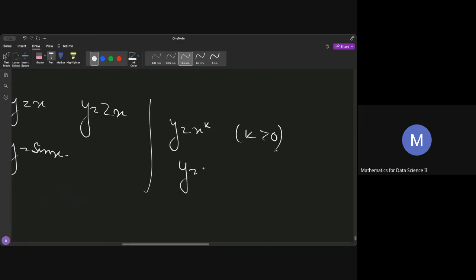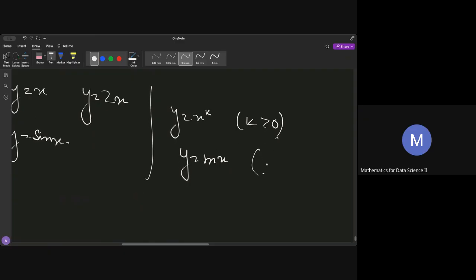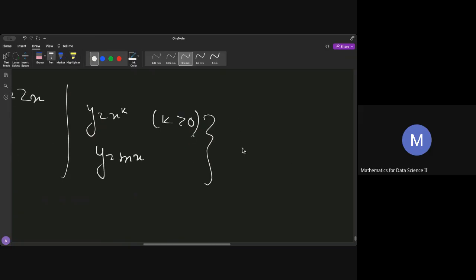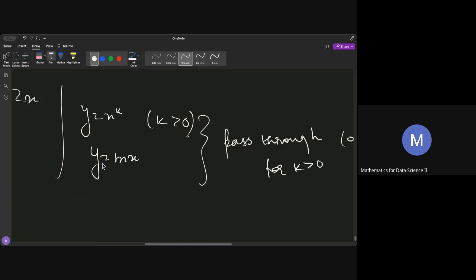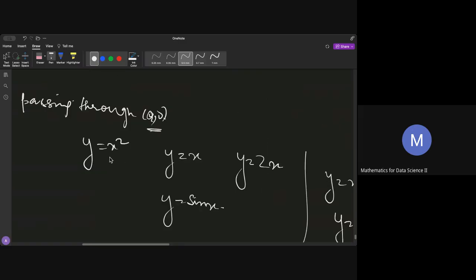And y is equal to mx. This is the equation of a line. This also passes through (0, 0), right? For all m. So both of these curves pass through (0, 0) for k greater than 0, and m you can take to be anything. That's fine. So all these curves pass through (0, 0).